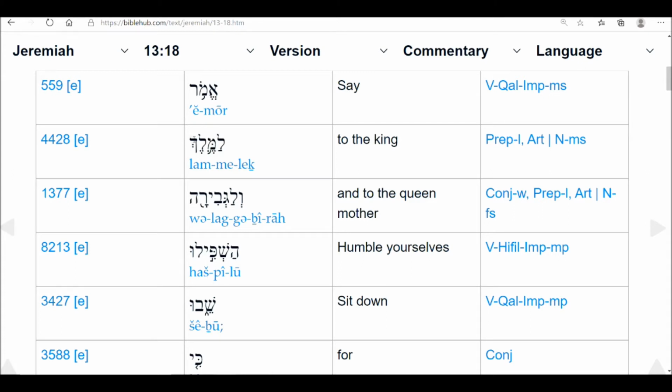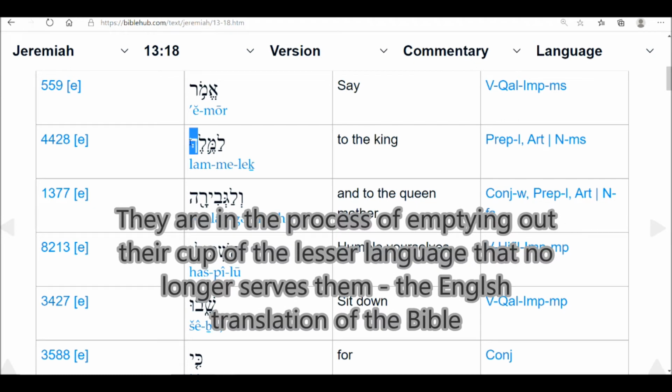But this king hasn't turned his hand, king or queen, because Malik means king or queen, even though the next one says queen mother. They haven't turned their hand up to receive. They've poured out their cup. It's empty.